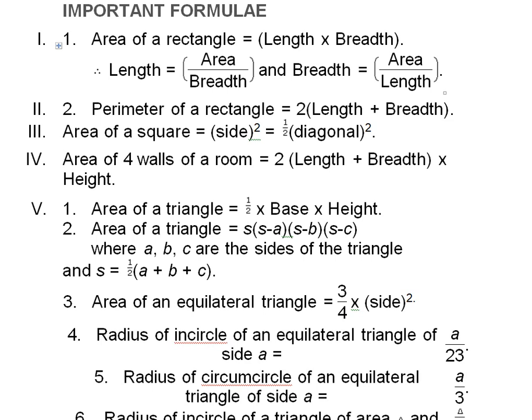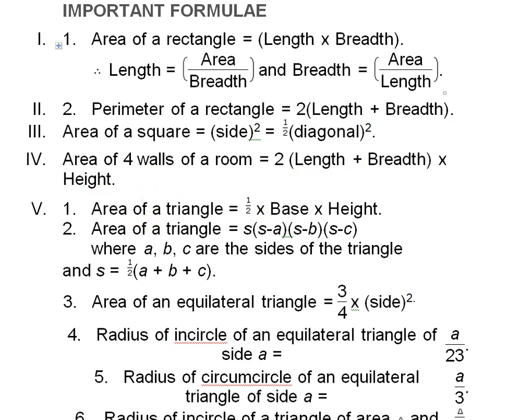Area of four walls of a room is equal to 2 into (length plus breadth) into height. Now I would like to explain this. So let us consider your room. We have already told you the area of a rectangle, and your room is also like a rectangle. So you will calculate the perimeter first, 2 into (length plus breadth), into height, because your room also has a height. Area of a triangle is half into base into height.